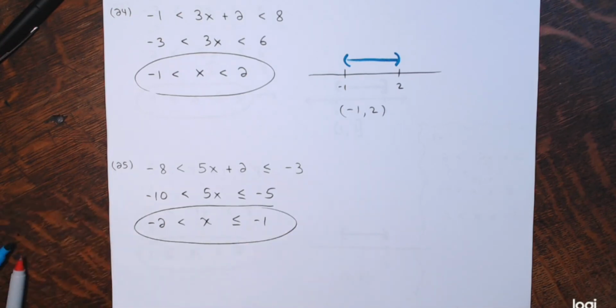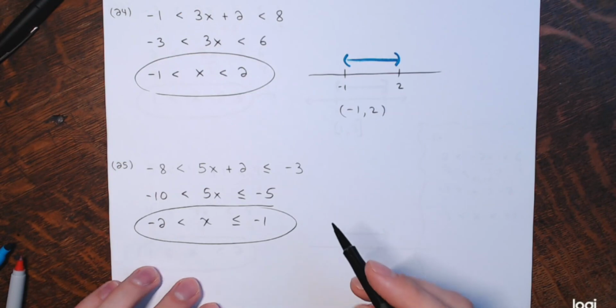Now the variable's alone in the middle. I'm done. And we have a description of our solutions to this compound inequality, right? X is every number between negative 2 and negative 1, not including negative 2, but including negative 1. Negative 1 would be a solution here.